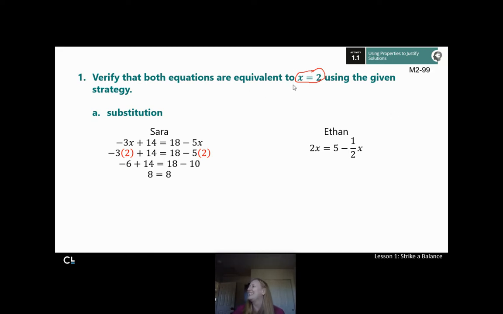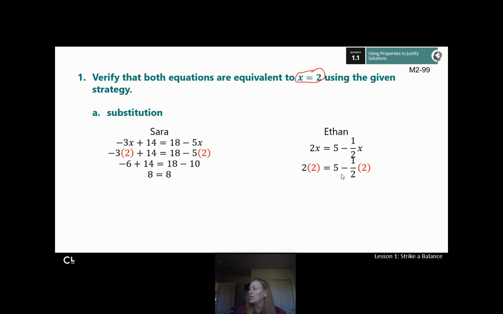So again, instead of 2x, I know that x equals 2, so I can do 2 times 2. And instead of negative 1/2 x, I know that x equals 2, so negative 1/2 times 2. So I just plugged those in there. And then I cleaned up a little bit. 2 times 2 is 4. Of course, the equal sign's still there. The 5 is still there.